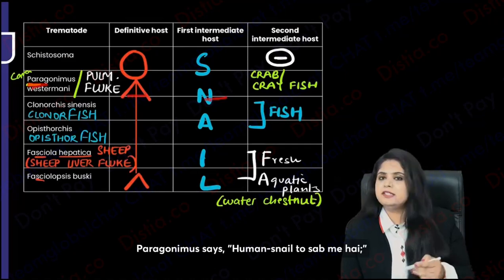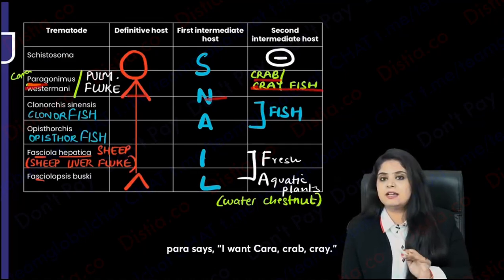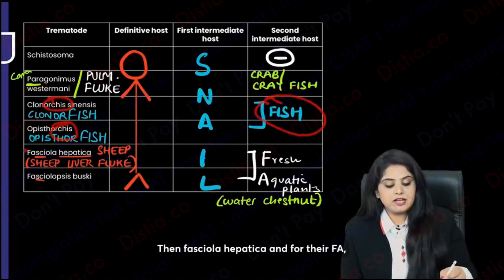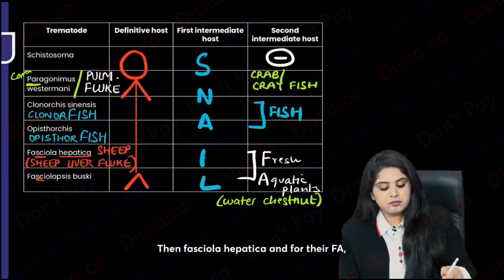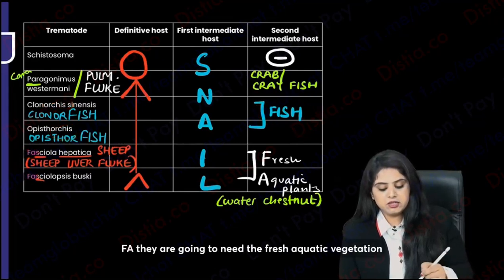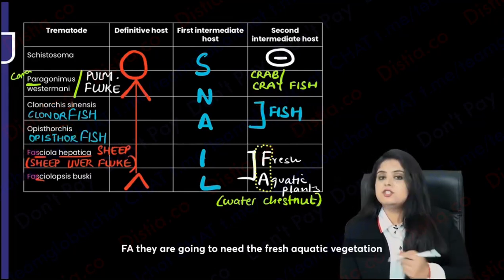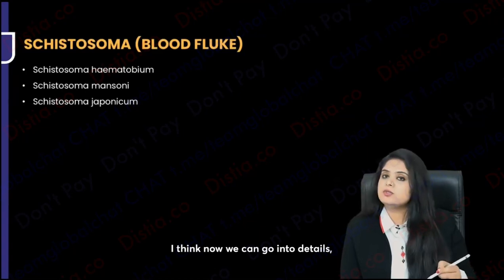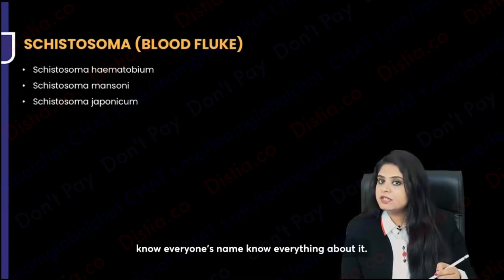Paragonimus says human, snail, that is in everyone. Para says I want cara, crab, cray. Clonorchis and Opisthorchis, they need fish. Then Fasciola hepatica and Fasciolopsis buski, for their FA, they are going to need fresh aquatic vegetation like water chestnut. So this is also done. I think now we can go into details, know everyone's name, know everything about it.